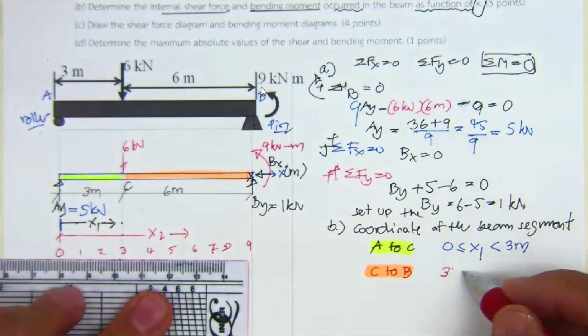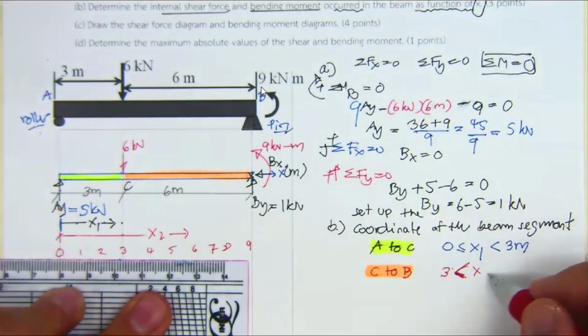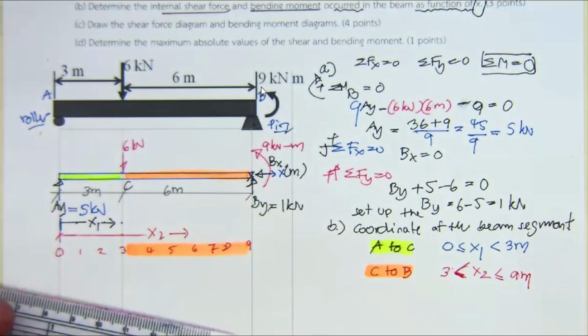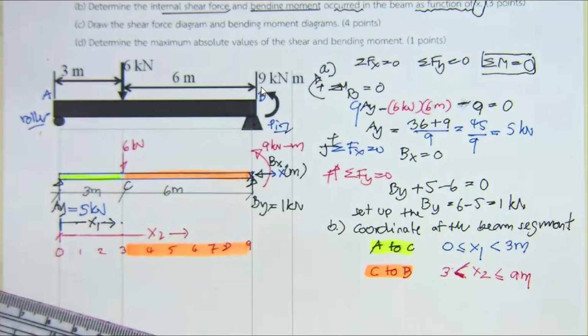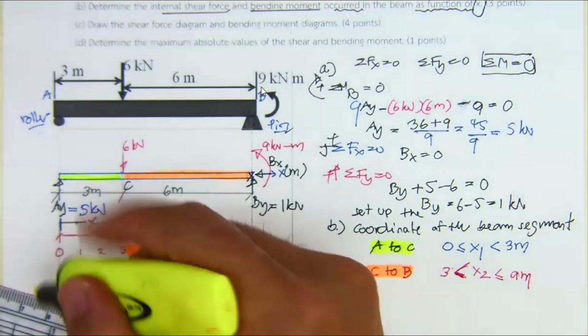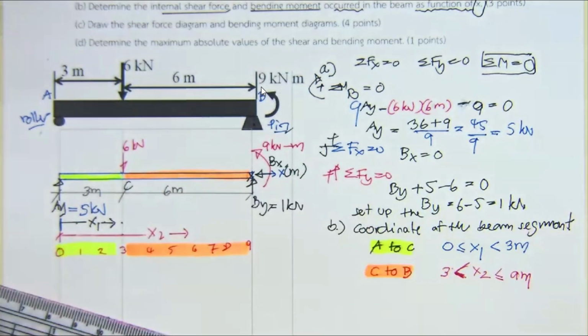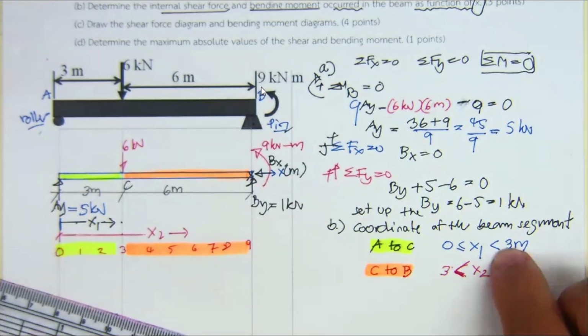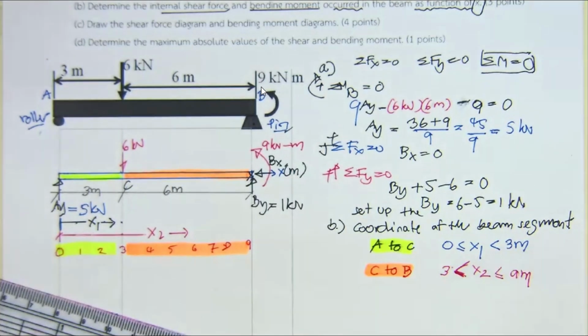You're going to start from 3 less than or equal to x2, and x2 less than or equal to 9 meters. That's going to be your orange portion. This is the symbol for your understanding, and this one is going from 0 up until close to 6 kilonewton. That's why it won't have equal. Before, and then you have to start the second one.